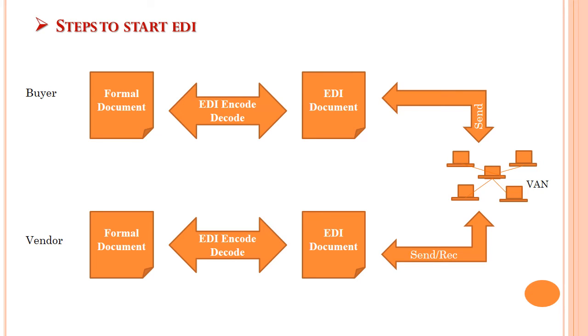Once business documents are translated to the appropriate EDI format, they are ready to be transmitted to the business partner. You must decide how you will connect to each of your partners to perform that transmission. Okay. So these are the steps to start EDI. It is also an important part of electronic data interchange.